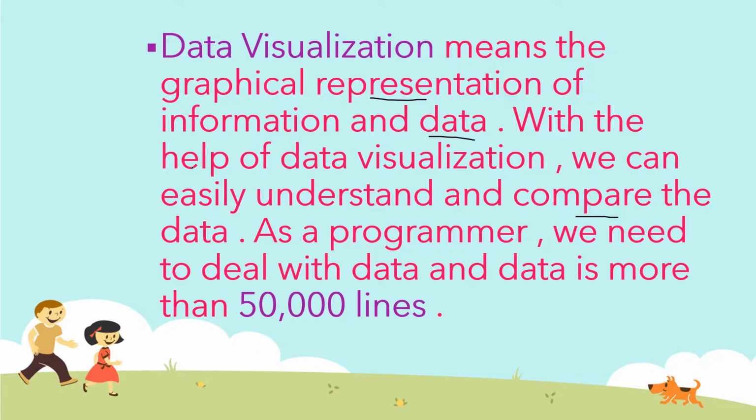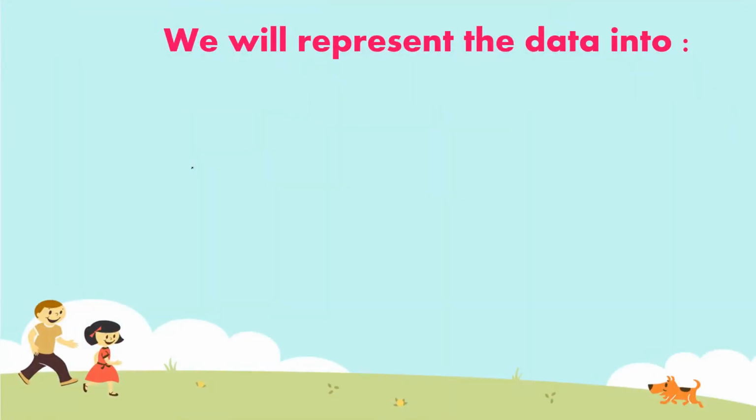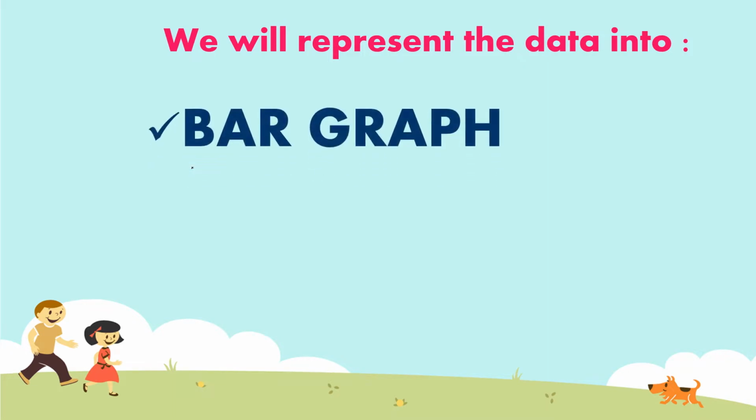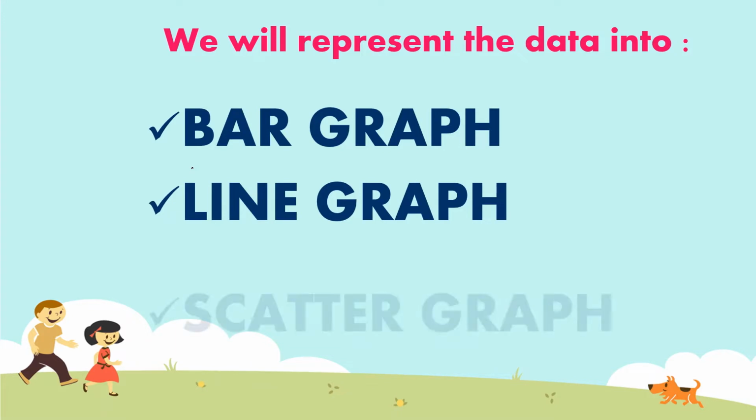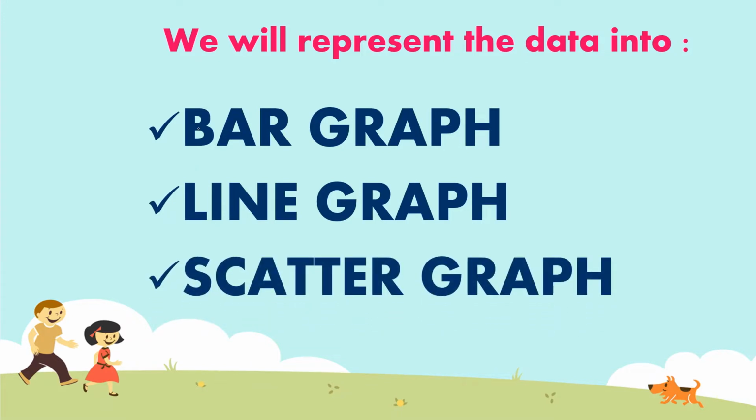So how will we represent the data? We will represent the data in three graphs. We will be talking about the bar graph, the line graph, and the scatter graph. You must have heard about the bar graph, line graph, or scatter graph. If not, today we will come to know what these graphs are. Just for understanding, I have given you some pictures of the bar graph, line graph, and scatter graph.